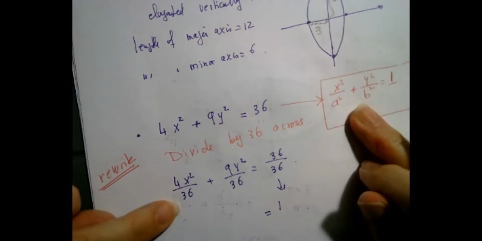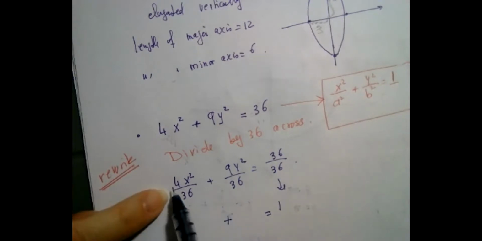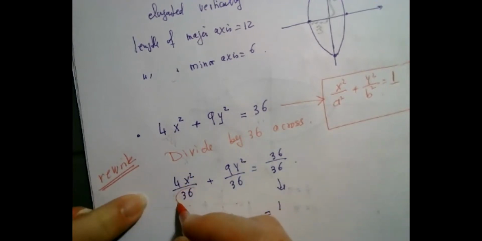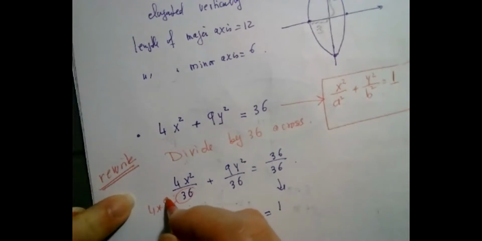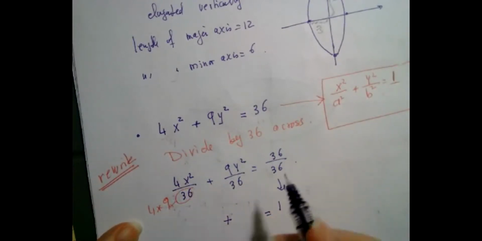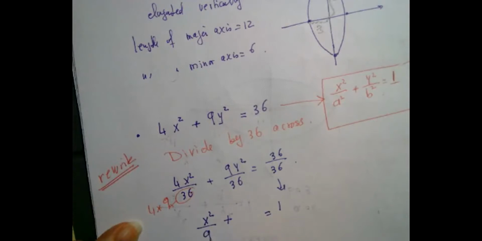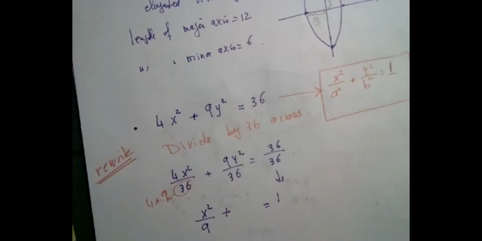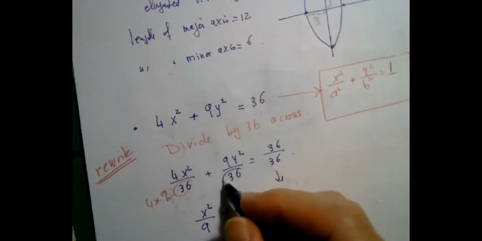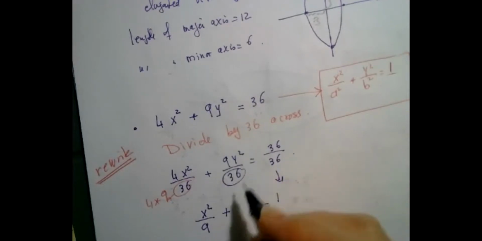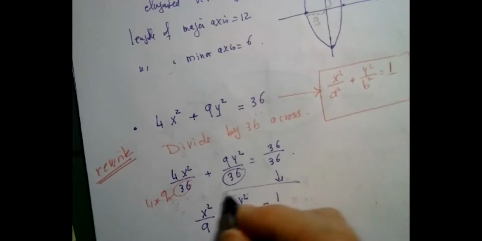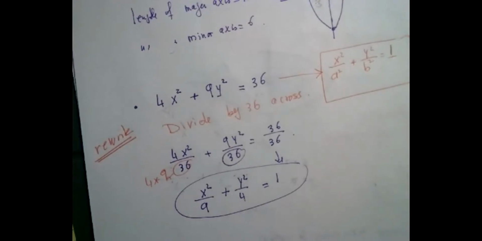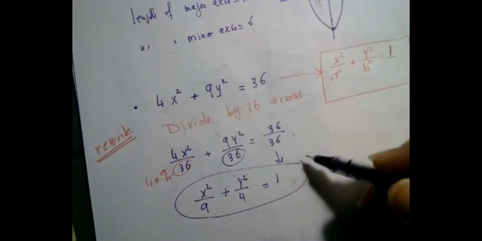So this will give me what? 4 over 36. Now 36 is 4 times 9. So I can simplify by that, and this would leave me with x squared over 9, because now I have 4 as a common factor. This one, 36, again, is 4 times 9. All right, I will get y squared over 4. Now I have exactly the standard form.